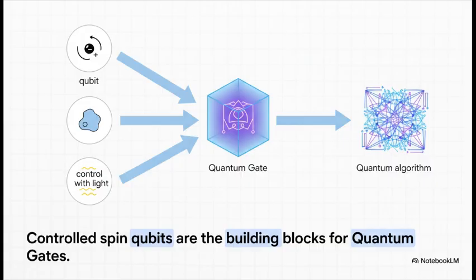Okay, so let's put all these pieces together now. What's the end goal of all this? We took a qubit, the electron spin, we trapped it in a quantum dot, and we figured out how to control it using light. Well, these controlled qubits are the fundamental building blocks. We use them to create what are called quantum gates. And quantum gates are basically the same for a quantum computer as logic gates are for a regular computer. They're the basic operations you need to run an algorithm.